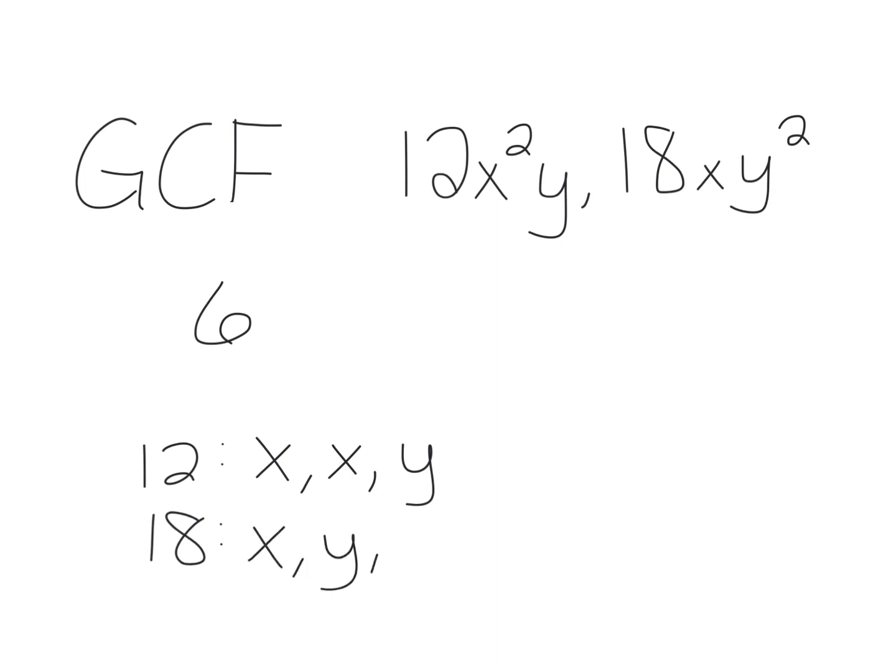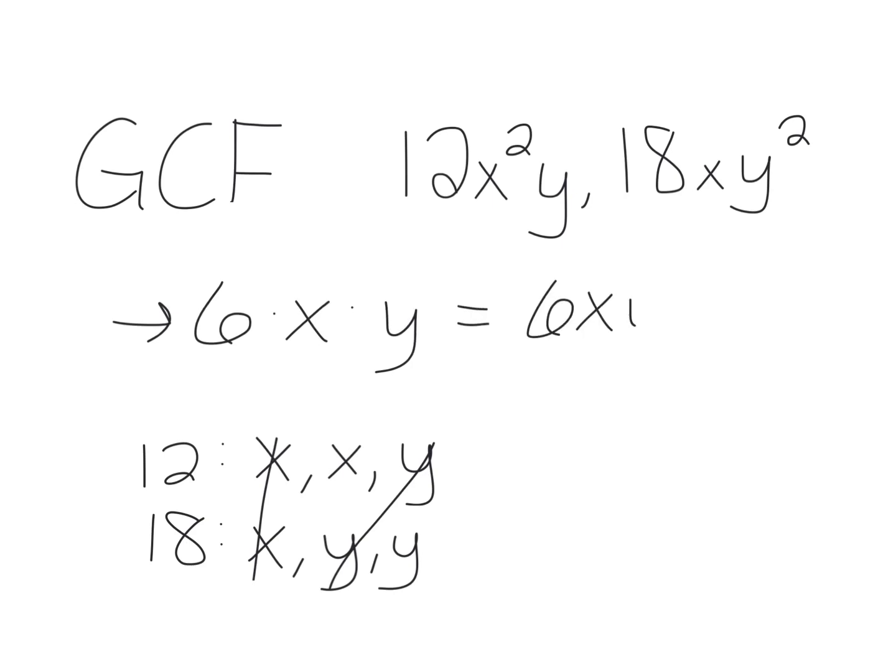2. Okay, we already said that 6 was our number. That's great. Okay, but we can still make our list with our variables to help us out until we get more comfortable. Okay, what do they have in common in their list? They have an x and they have a y. Multiply those together. 6xy. Yep. Good.